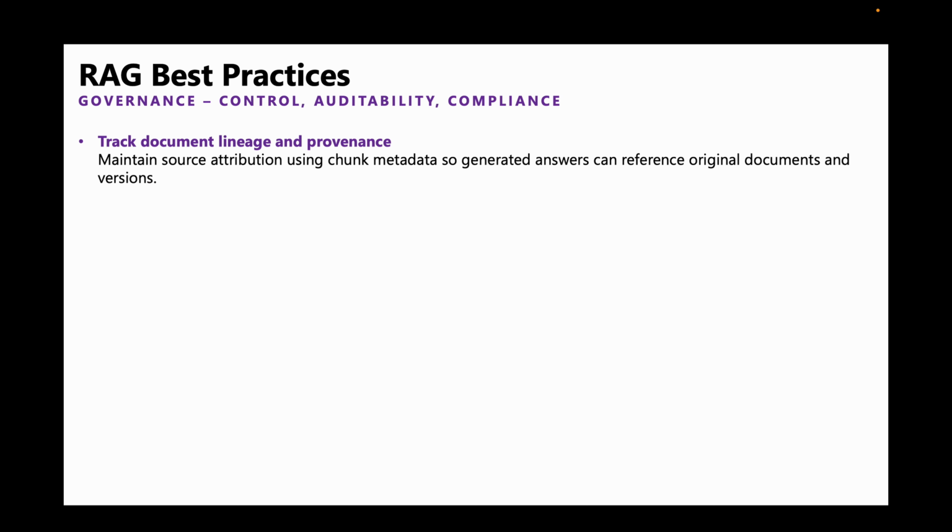For implementing governance in a retrieval augmented generation system, you must track document lineage. Retrieved chunks should include source attribution metadata such as document name, version, section, or page number. This will allow generated answers to reference original sources and improve explainability, traceability, and user trust.